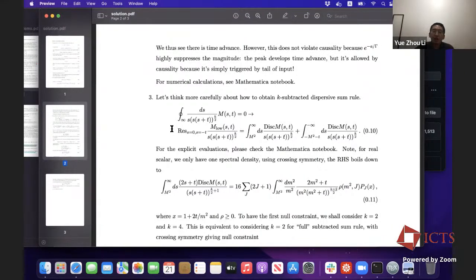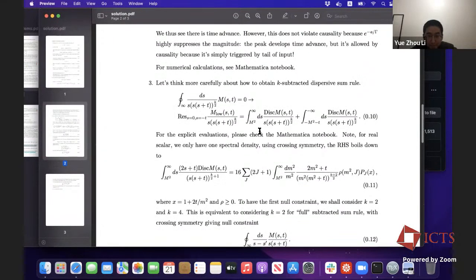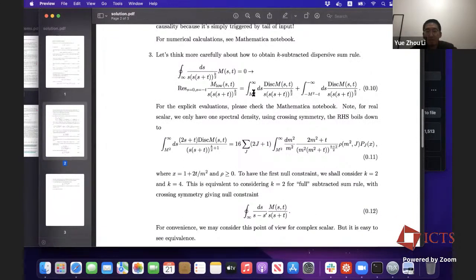By the way, I'm not sure I get this equation 0.10 precisely true, because there is an additional factor of 1 over pi or something like that, but it doesn't really matter here, so I'm fine with that. Let's just consider the real scalar. For a real scalar, we just have one spectral density, and we can use crossing symmetry to combine these two contributions. The right hand side just boils down to this formula, and you can then use the partial wave expansion for the amplitude, and you will obtain this 0.11.